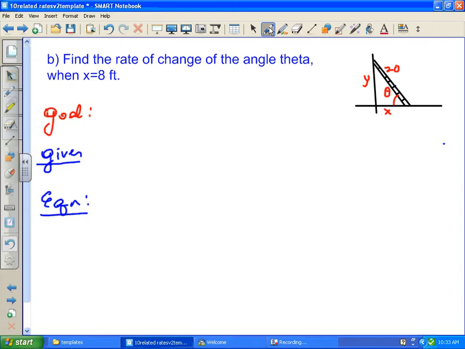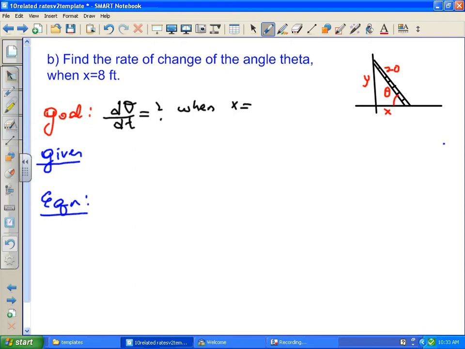So once again, we need the goal, we need to state what's given, and then we need to find an equation that relates all those variables. Let's begin with the goal. As a derivative, what are they asking here? Good. d theta/dt, the rate of change of the angle theta as time goes by, that's precisely d theta/dt. That's what they want to know. Find d theta/dt when x is equal to 8.